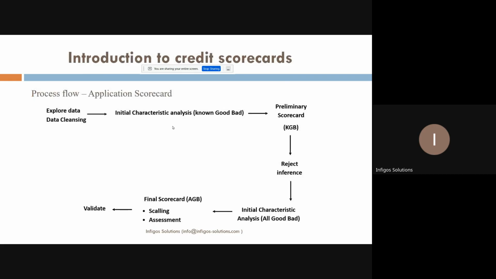So when you build the application scorecard, you have known good, bad. It's called KGB, known good bad. You build a scorecard on that. You insert the reject inference in there, and based on the reject inference, you combine the rejected data with the original data, and you build a scorecard again, and you do scaling and assessment, and then you validate. This is the application scorecard process.